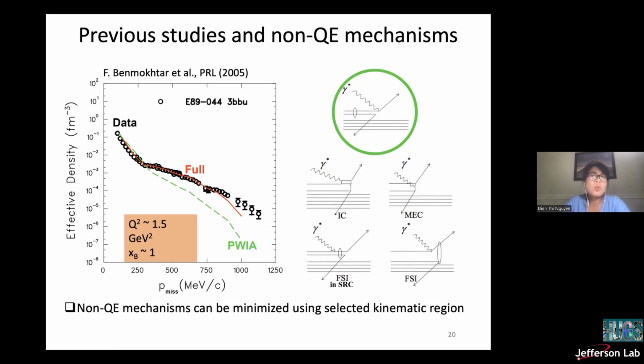So if we want to really study the initial information of the nucleon, you need to find a way to minimize all of these non-quasi-elastic effects so that your data gets closer to the plane wave approximation picture. That is where you have more sensitivity to study nucleon structure.